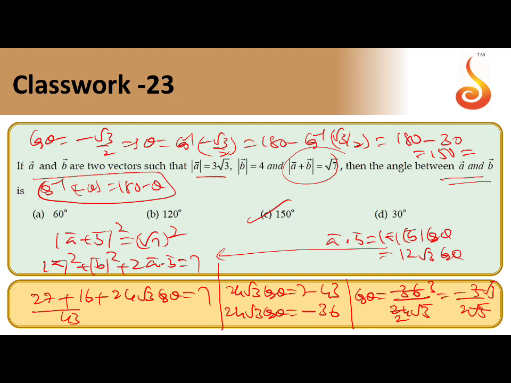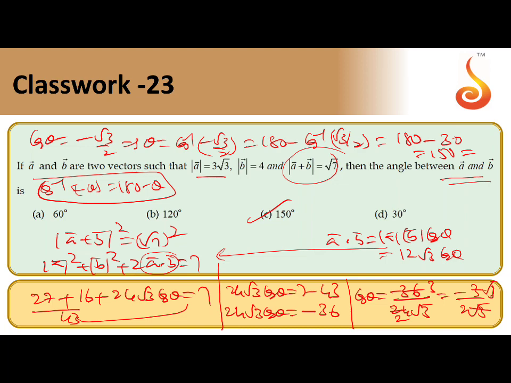First what I did: a plus b whole square, a square plus b square plus 2a dot b equal to 7. Find a dot b separately, modulus a modulus b cos theta. So 4 into 3 root 3 is 12 root 3 cos theta, that is a dot b. Now a dot b value 12 root 3 cos theta into 2, that is 24 root 3 cos theta equals 7. Simplify this one, take this side: 24 root 3 cos theta equal to minus 36. Therefore cos theta equal to minus root 3 by 2. So cos theta is negative, theta is 150, because second quadrant is negative.